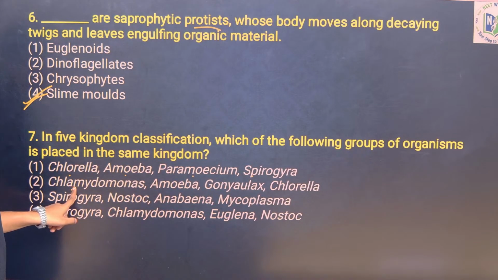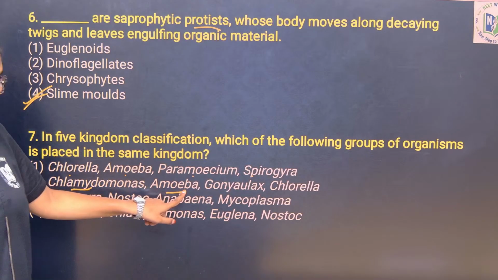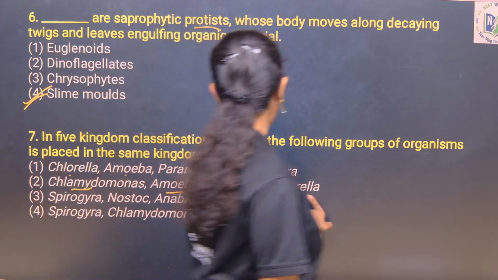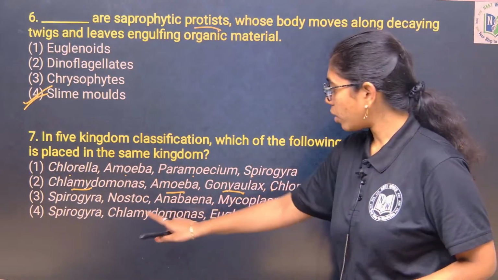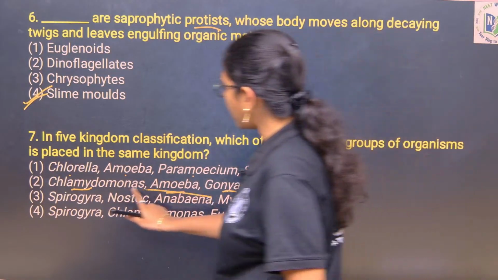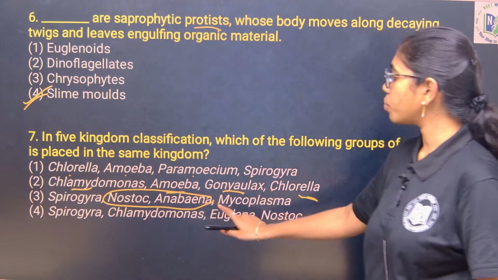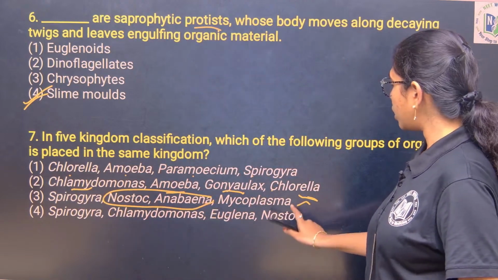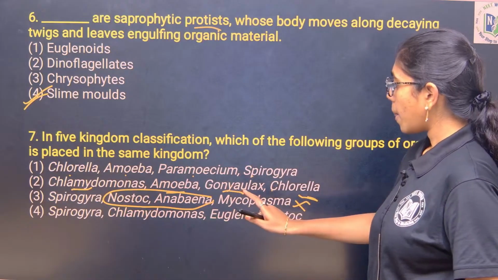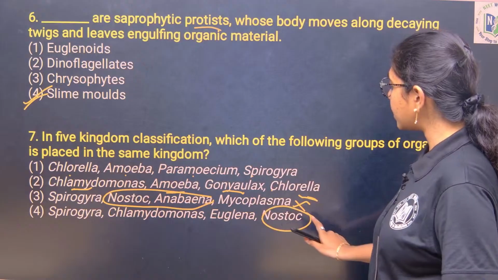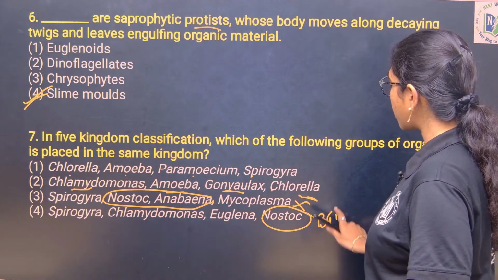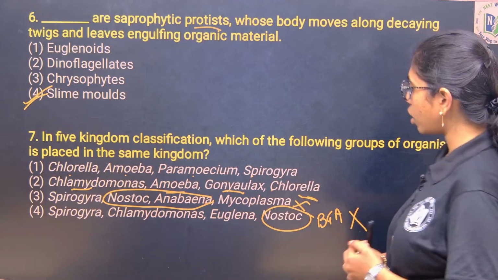Chlamydomonas, amoeba, Gonyaulax, Chlorella. Again, few of them are algae, few of them are Protista. Spirogyra, Nostoc and Anabaena belong to kingdom Monera because both of them are bacteria. So, this you cannot consider. Spirogyra, Chlamydomonas, Euglena, Nostoc again is a BGA, right, which belongs to kingdom Monera. So, this also you cannot consider.